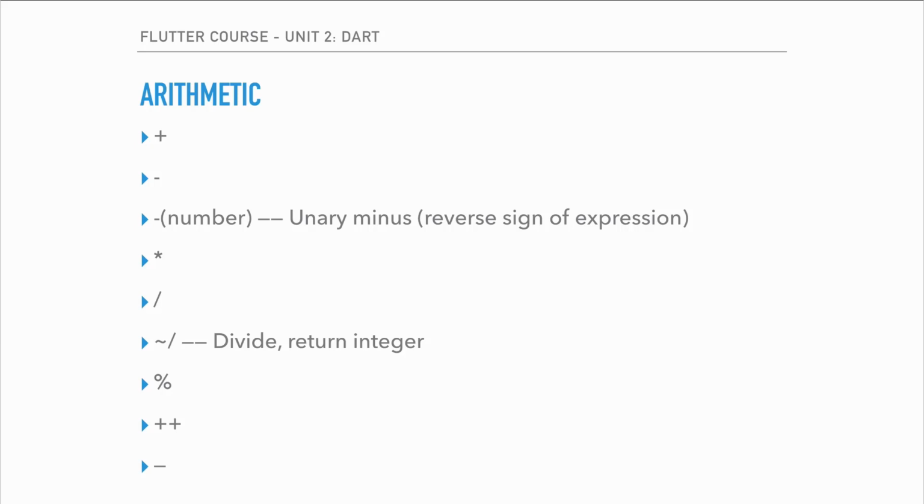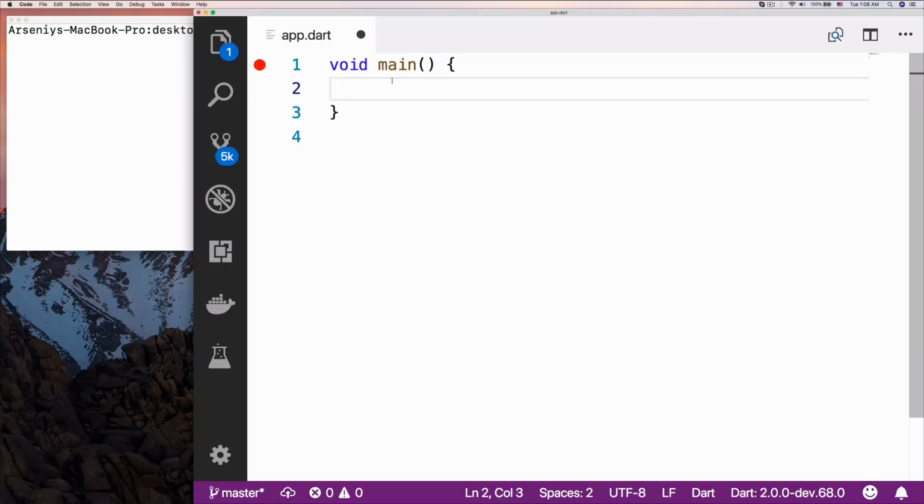Okay, so let's go ahead and take a look at the code. All we're going to take a look at is this unary minus, so this third operator, and then the divide or return integer operator, this wavy dash and the divide sign. We're going to take a look at those two because those are really the only ones that aren't well known.